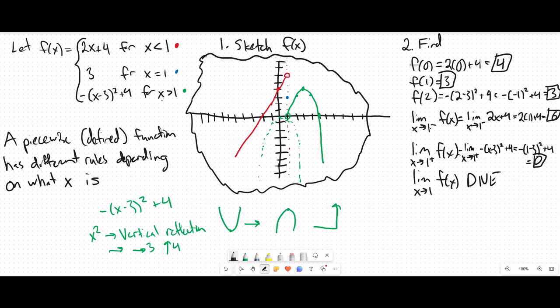So if I'm approaching 1 from the negative direction, I need the piece that tells me about things just less than 1. If I'm approaching 1 from the positive direction, I need the one that tells me about things just bigger than 1. So there we go. There's a little bit about piecewise functions and a quick review of transformations of functions.